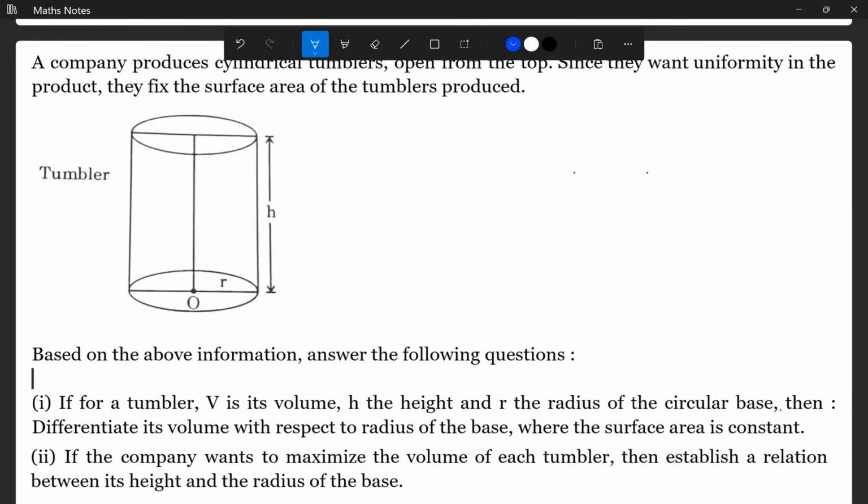This question is from the chapter Applications of Derivatives. It was asked in the 2026 CBSE board exam. Take a look at the question. A company produces cylindrical tumblers open at the top. Since they want uniformity in the product, they fix the surface area of the tumblers produced.